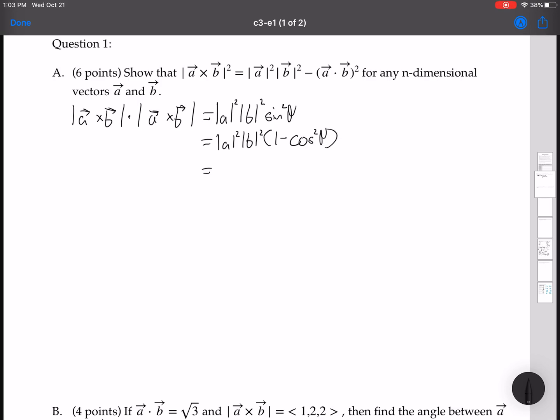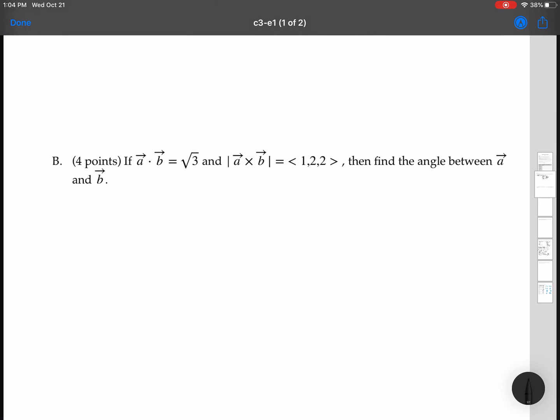So that gives us, when we multiply that over, magnitude of a squared, magnitude of b squared, minus magnitude of a squared, magnitude of b squared times cosine squared of theta. And another way to write the dot product of a dot b is the magnitude of a times the magnitude of b times cosine. So that gives us magnitude of a squared, magnitude of b squared, minus the dot product of a and b squared. And that is the answer.